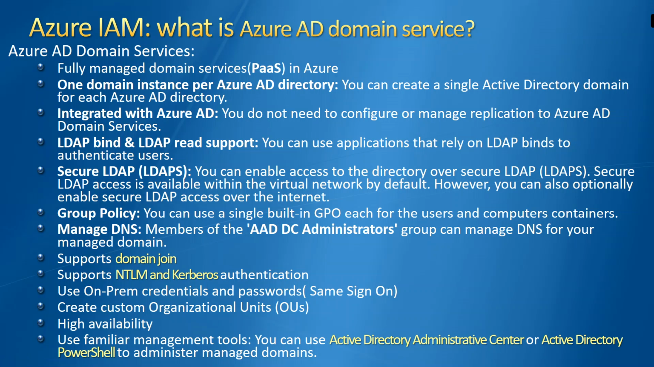AD DS. So if there is any application which cannot be modernized, what you will do is set up your Azure ADDS, and that Azure ADDS can pull the identities from your Azure AD, and you can use the same identities, but instead of SAML, you will use NTLM and Kerberos, and your legacy application will work perfectly fine without any problem.